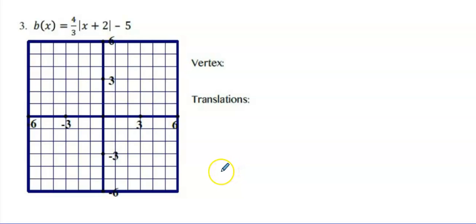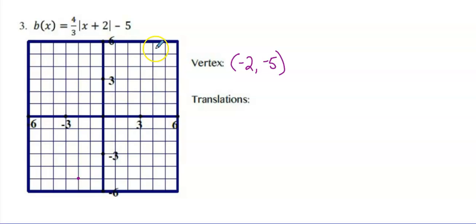Number 3, the instructions here are to graph the absolute value function and state the vertex and the translations. The vertex for number 3 is negative 2, negative 5. That's where I like to start. I like to find the vertex and then go ahead and graph that. Negative 2, negative 5 is right here, so I've graphed the vertex.